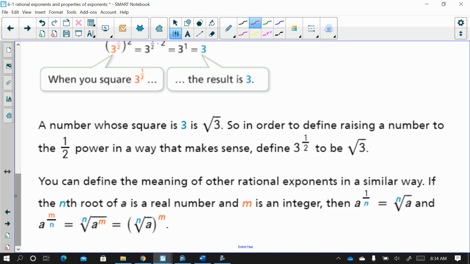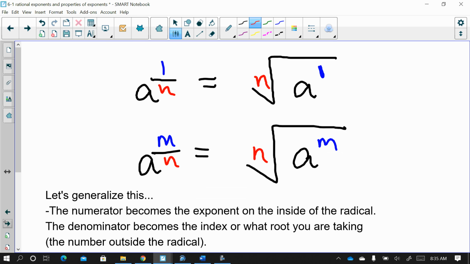Okay, so we can generalize this to any kind of rational exponent. The nth root of a is a real number, and m is an integer, and a to the 1 over n is equal to the nth root of a, and a to the m over n is equal to the nth root of a to the m, or the nth root of a, to the m power. Let's generalize it. Your numerator becomes the exponent on the inside. So the 1 goes here, the m also goes inside. The denominator becomes the index, or what root you're taking.